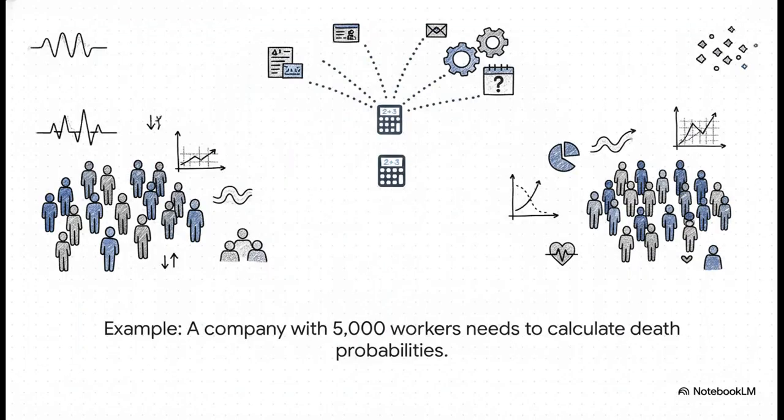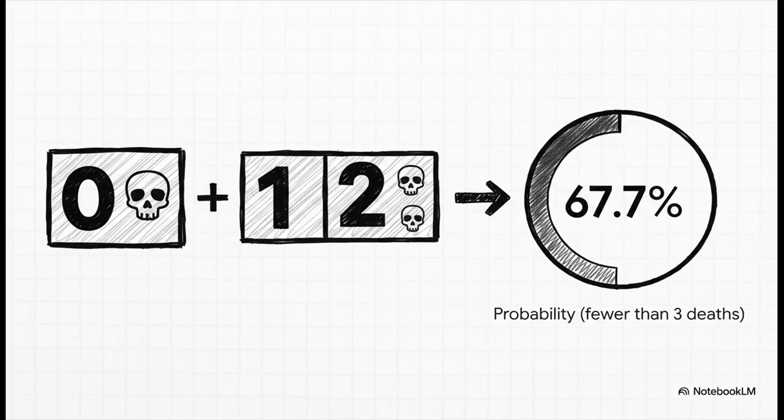It's amazing. The Poisson model is perfect for questions just like this. Imagine a big company with 5,000 workers. For planning purposes, they need to know the probability of a certain number of deaths occurring in their workforce over the next 6 months. So first, they'd use the death rate to figure out the average number of deaths they should expect. In this case, it's 2. From there, the Poisson formula can calculate the specific probability of seeing 0 deaths, 1 death, or 2 deaths. You just add those probabilities together and boom, you find the chance of seeing fewer than 3 deaths total is about 68%.